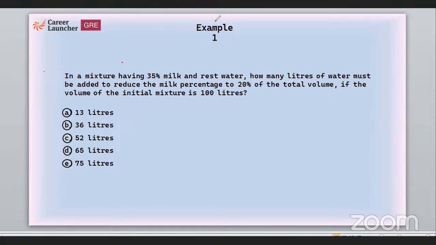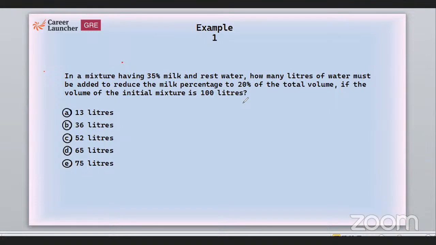So overall it is 100 plus X, and the milk percentage change is basically 20%. So then I just did 35 upon 100 plus X is equal to 20. Got it. That's great. I think you got the best reasoning for this.